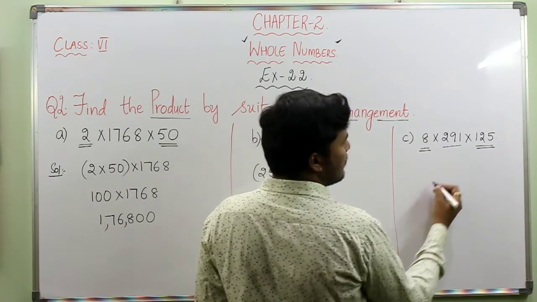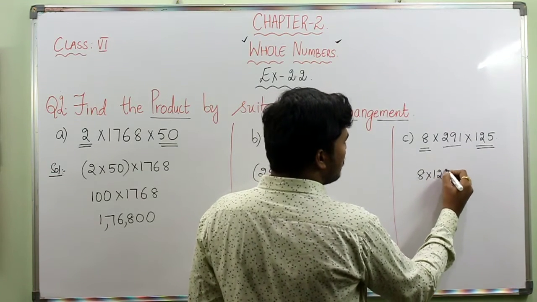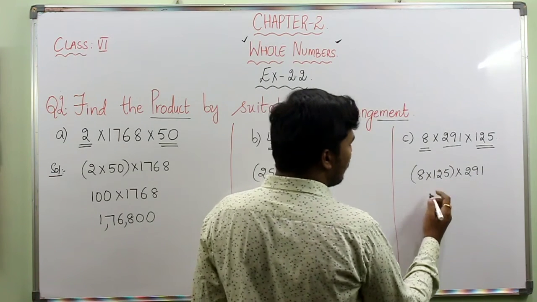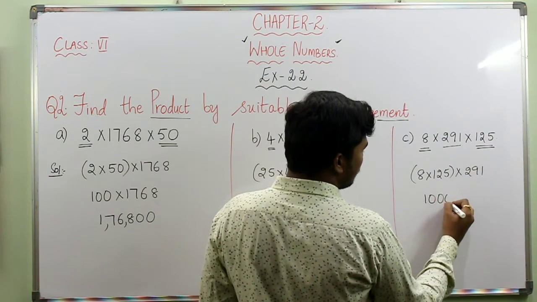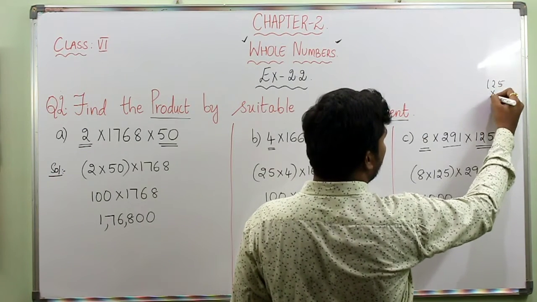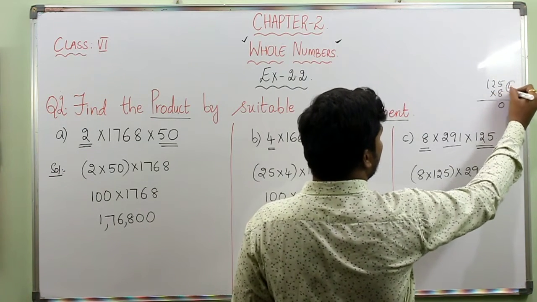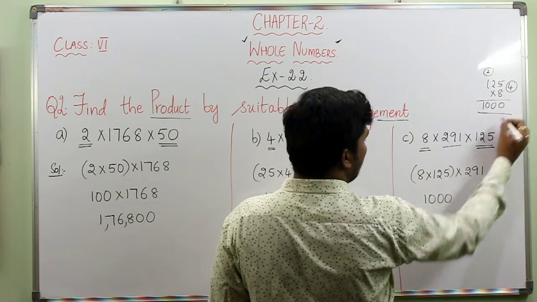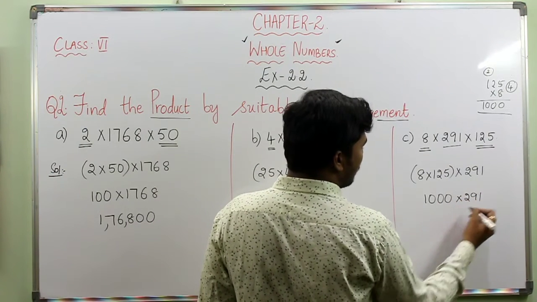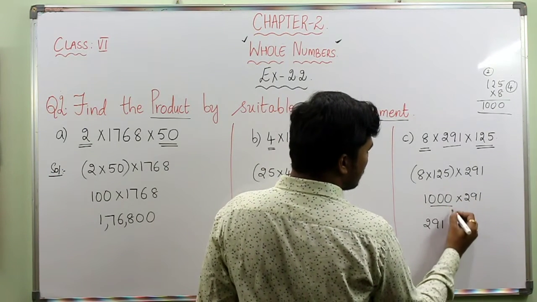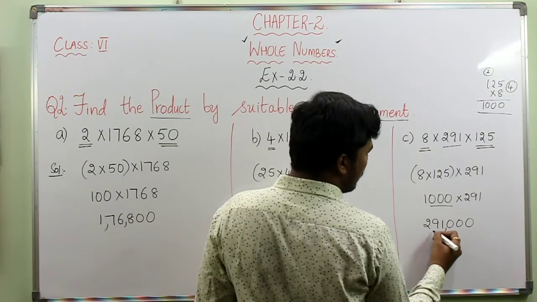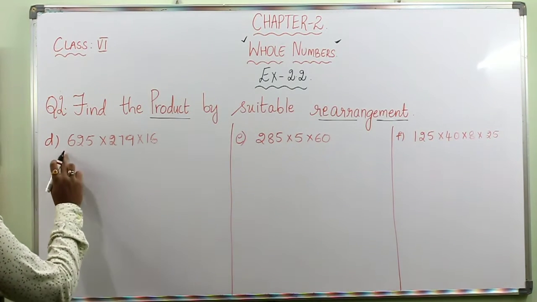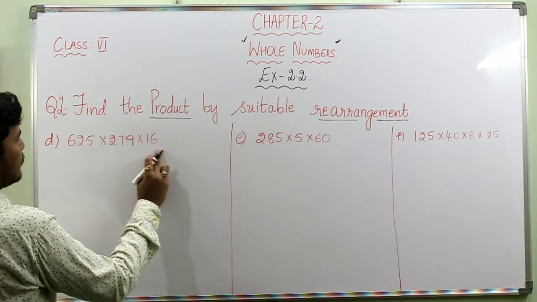Similarly, the third one, 8 into 125. I am writing those together because the product will give me something in terms of zeros. I think this will give 1000. Let us check: 125 into 8. 8 5s are 40. 8 2s are 16, 16 plus 4 is 20, 8 1s are 8, 9, 10. So 1000 into 291, and these 3 zeros will be added at the end. So 2,91,000 is the answer.